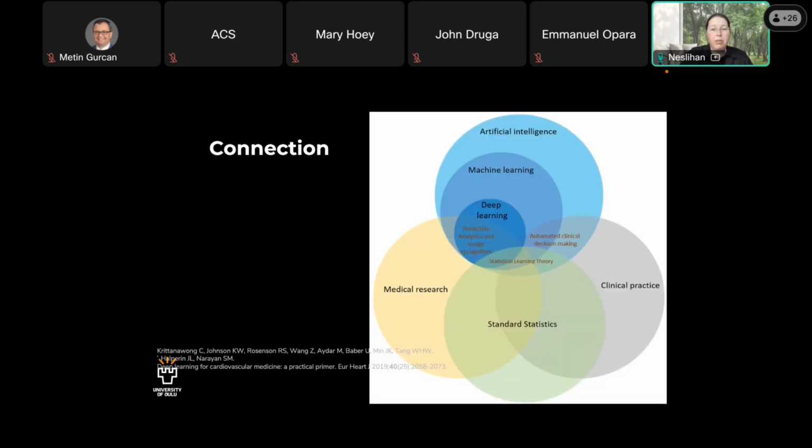In this diagram, we show the relationship of machine learning with other fields. Actually, there are other fields like computer vision missing in this picture. But you see that it overlaps with medical research, standard statistics, and clinical practice. When I switched from the Faculty of Technology to the medical faculty, one thing that I noticed is the dominance of statistical methods in medical research, and also the terminology differences. I would like to mention some of those.